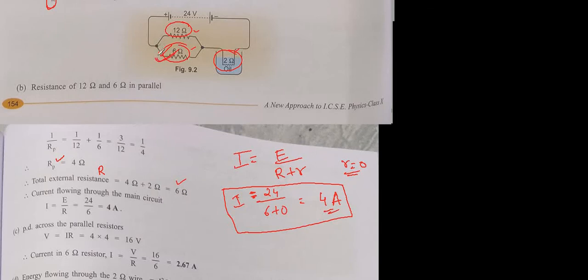But first of all, we find out the potential difference across the parallel resistance only between these two. Why? Because 6 ohm is in the parallel connection. So V is equal to IR. Placing the value of I and R, we get 16 volts.